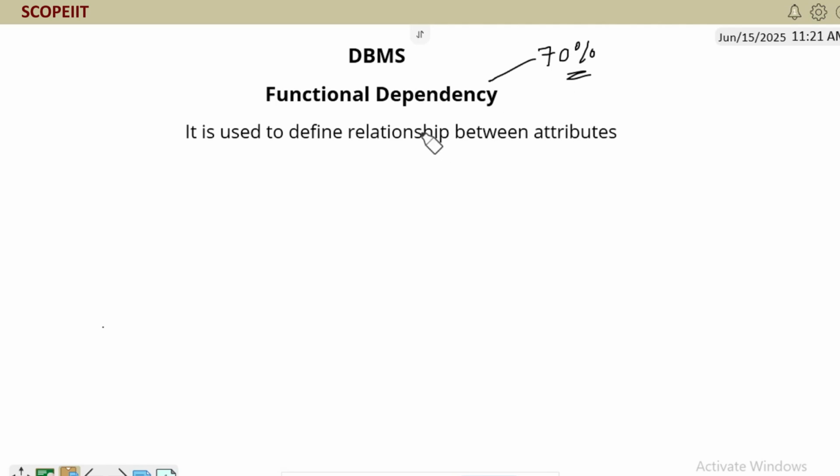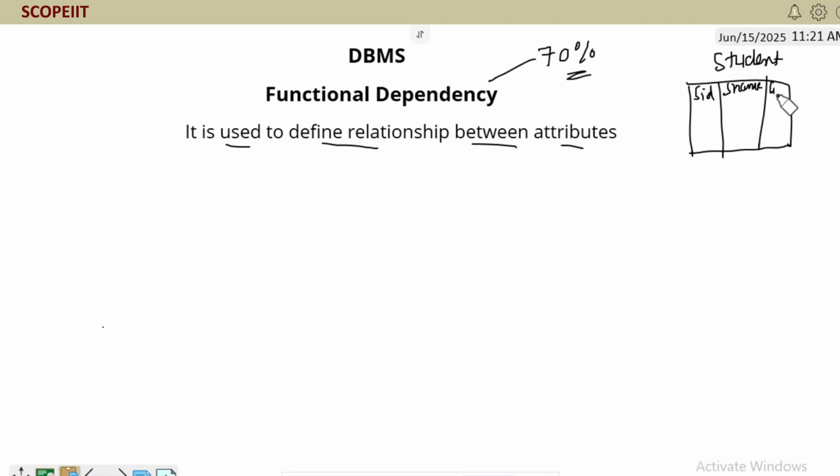Now, what do you mean by functional dependency? Functional dependency is basically used to define the relationship between attributes. Now, one question will arise in your mind: what do you mean by attribute? See, for example, this is one table. The table name is, for example, student. In this student table, I have student ID, student name, and courses, for example. So this is one table.